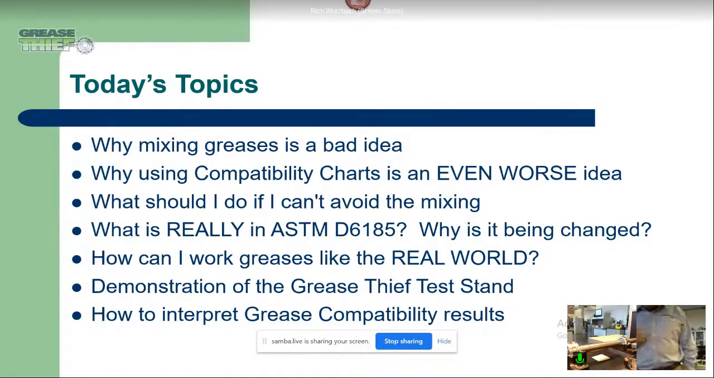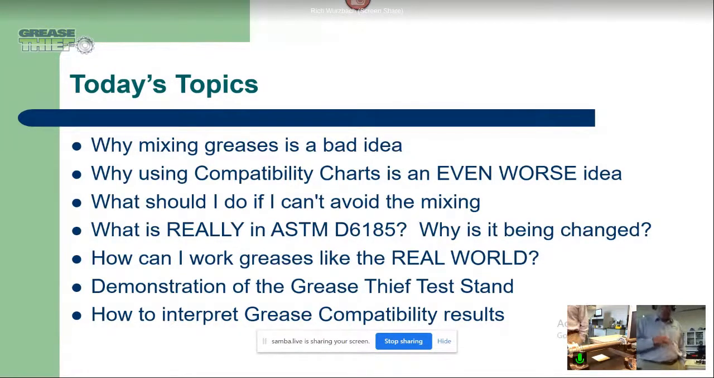So what should I do if I can't avoid the mixing? Because everybody says just don't mix greases. It sounds so simple, but it often isn't. What happens when the product that you're using is no longer manufactured? What happens when you have a corporate-wide transition from one supplier to the next? How do you deal with that? So sometimes you can't avoid that mixing.